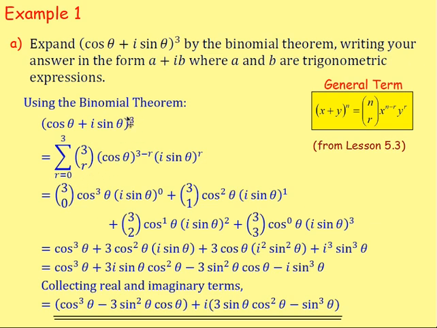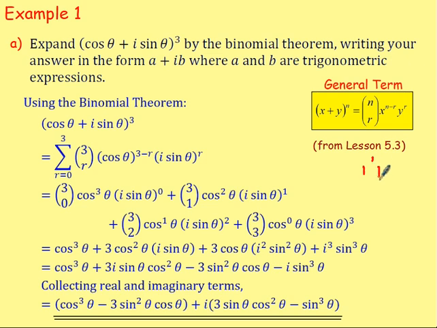Because this is to the power of 3, you know you're going to have your 3C0, then 3C1, then 3C2, then 3C3. You've got cos theta, so that goes from the power of 3 all the way down to 0. So you'd have cos theta to the power of 3, then 2, then 1, then 0, so you don't need to write that. And with i sin theta, you'd have that to the power of 0, then 1, then 2, then 3. Work these out, and remember, use Pascal's triangle to work out these binomial coefficients.